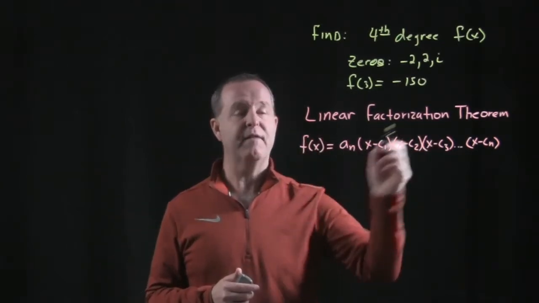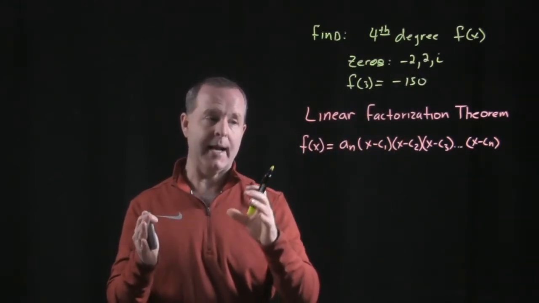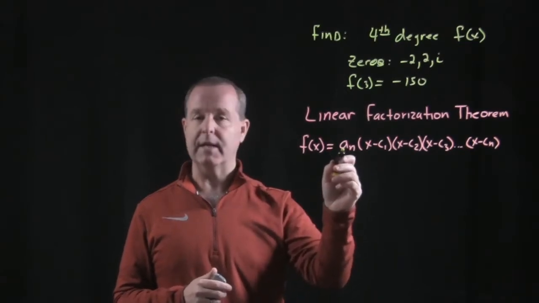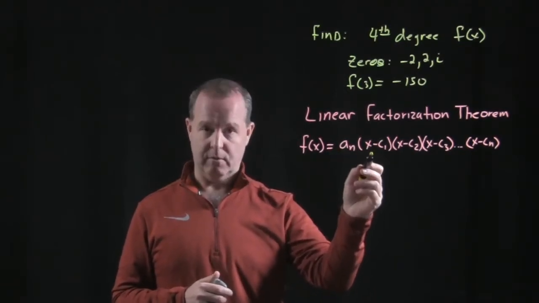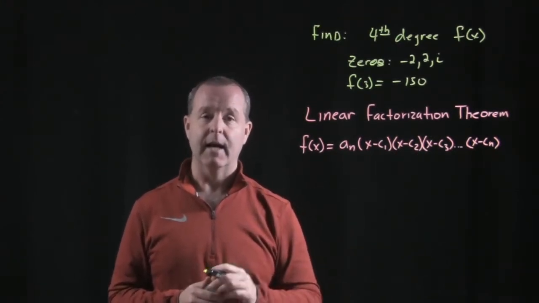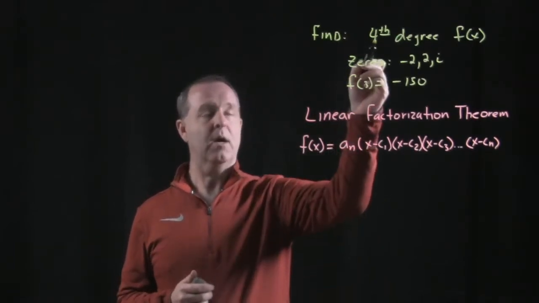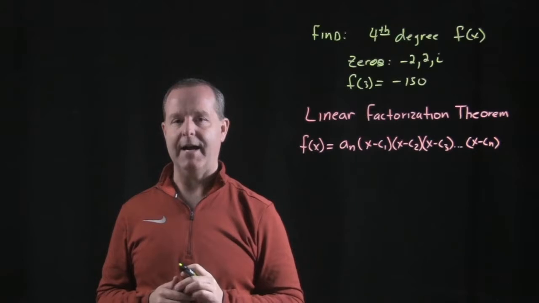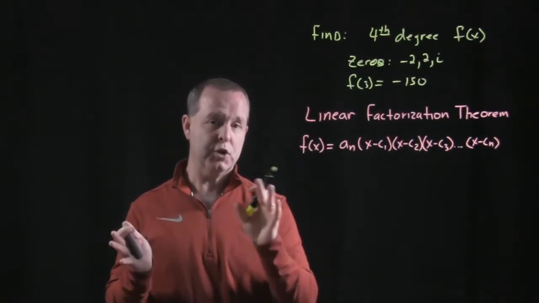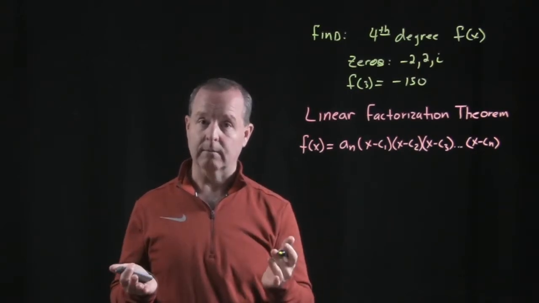So we're going to use a linear factorization theorem that says I can take any function and express it as a product of factors. So notice I have some leading coefficient times one factor, another factor, a third factor, as many linear factors as I need to have them all taken care of. Since this initial problem is a fourth degree polynomial, how many linear factors do you think are going to be in my function that I can build? There's going to be 4.